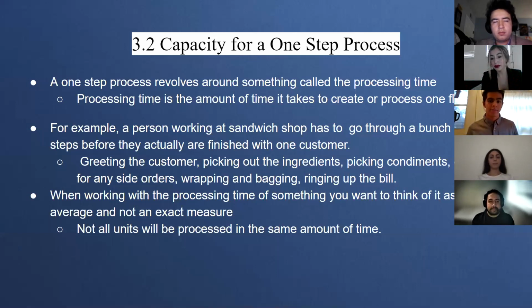So this is called capacity for a one-step process. Here's the first thing you need to know about a one-step process. The capacity for a one-step process revolves around something called the processing time, which is how long it takes a particular resource to be processed. For example, the one that Jayden used was the sandwich shop. At Subway, a person comes in, the employee greets them and asks, hey, what can I get for you? Then they pick all their individual ingredients, what kind of bread they want, all the way until the very end, where they would pay, and that would be the whole process.